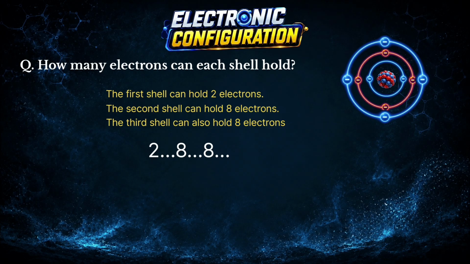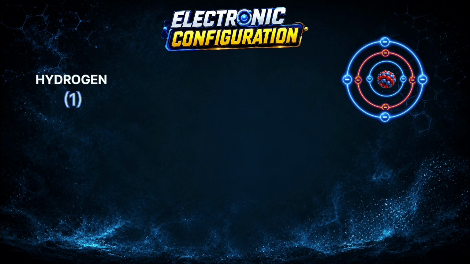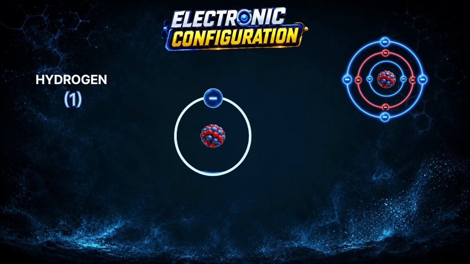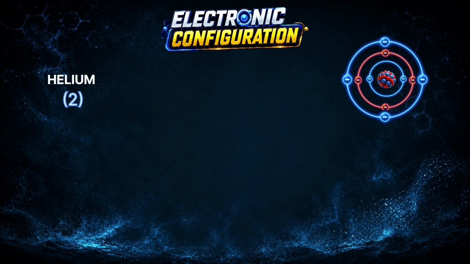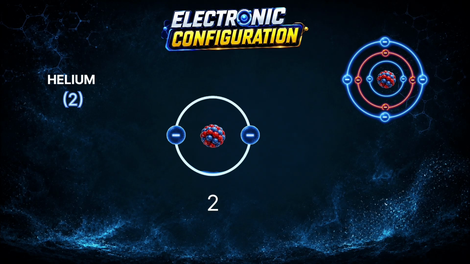Let's try some examples. Hydrogen. Hydrogen has 1 electron. The first shell can hold up to 2 electrons, so we place that 1 electron there. The electron configuration is 1. Simple. Helium has 2 electrons. The first shell becomes completely full, so its electron configuration is 2. A full first shell makes helium very stable.